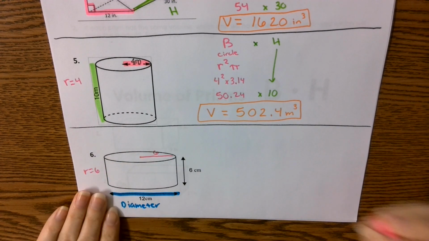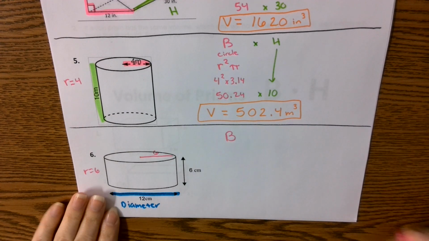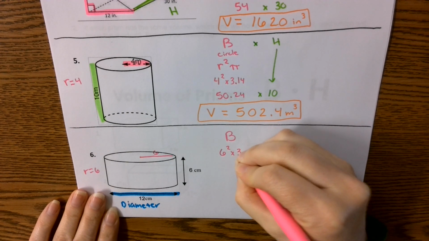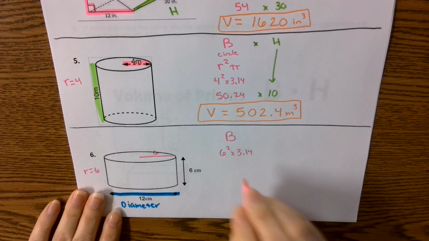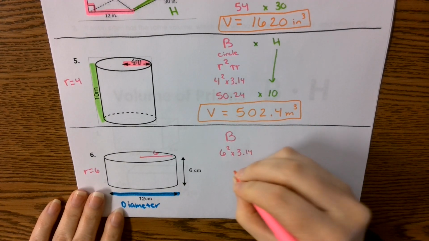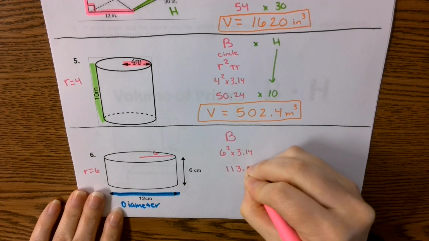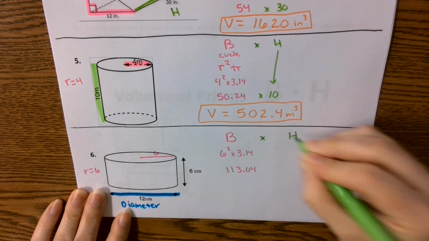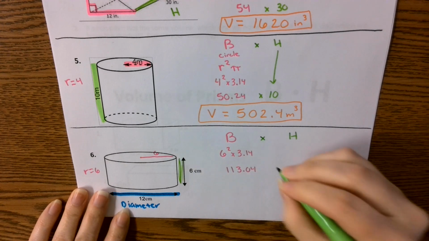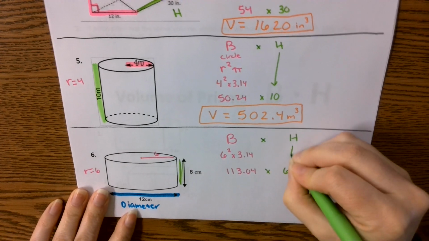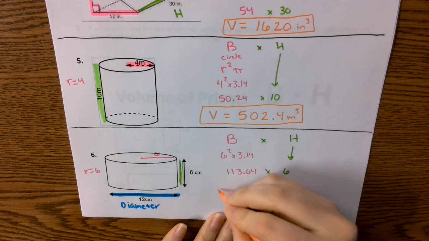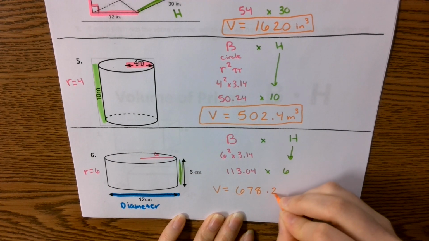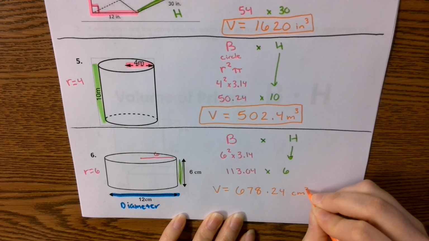So then when we substitute it into our formula, the area of our base shape, we're going to do 6 squared and multiply it by 3.14. 6 squared is 36 times 3.14. That's going to give us 113.04. And then we're going to multiply that by the overall height, which in this case happens to be a 6 as well. Okay, and that gives us our volume. So our volume is going to be 678.24, and that is centimeters cubed.